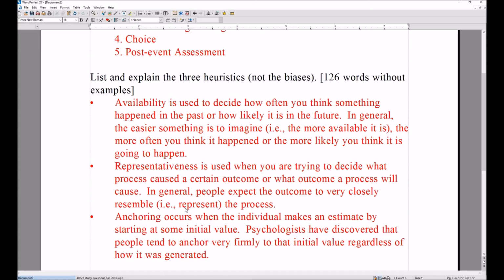All right, so that's representativeness. Anchoring. Gosh, the definition itself is pretty much the actual problem. People put undue weight on the first estimate. They rarely adjust very much from the first estimate, regardless of what new information comes in.